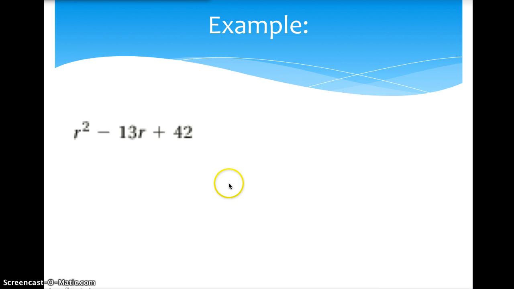Okay, you guys try this one by yourself. Put me on pause. Remember, you can always check it by foiling it, and if you make a mistake, you can erase it and switch signs or switch numbers.